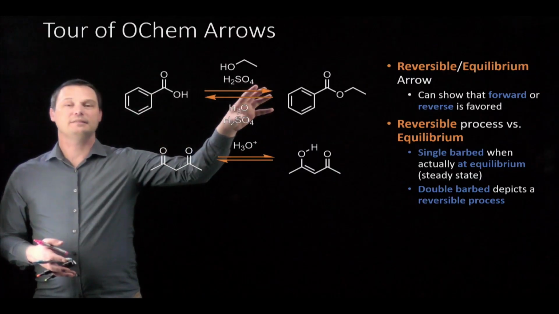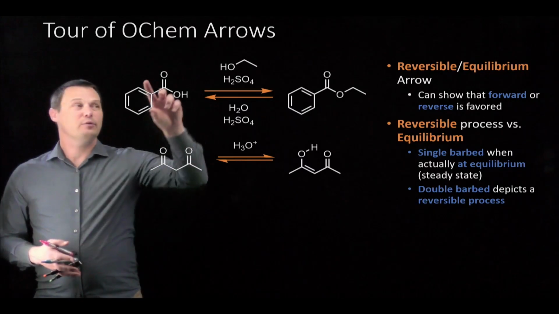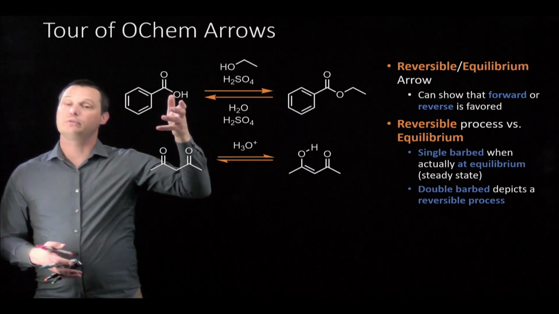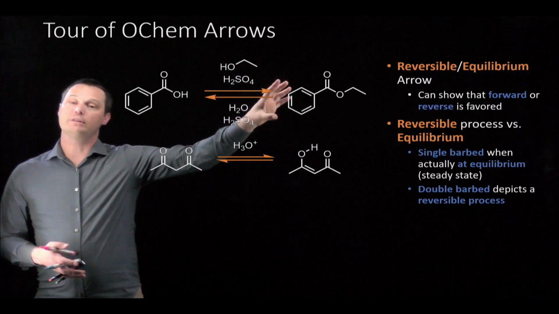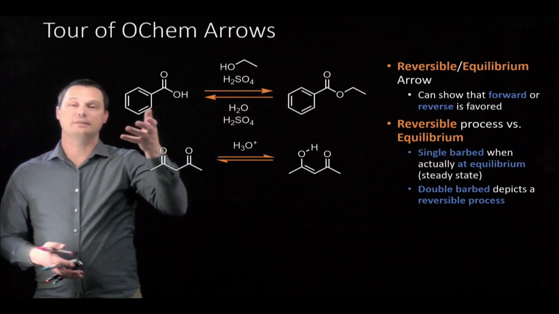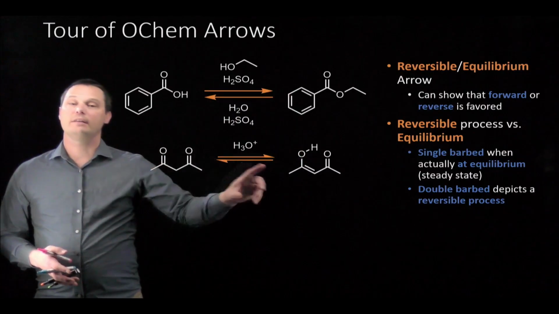The reversible process arrow says that we can do a reaction in the forward or the backward direction depending on the conditions. The formation of an ester from a carboxylic acid is a reversible process. We can add an alcohol and an acid to form an ester, or we can start with the ester and add water and an acid to turn it back into the carboxylic acid. That process is reversible. Tautomerization, on the other hand, is in equilibrium.